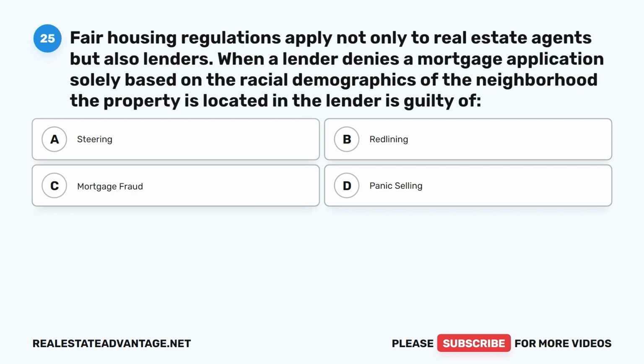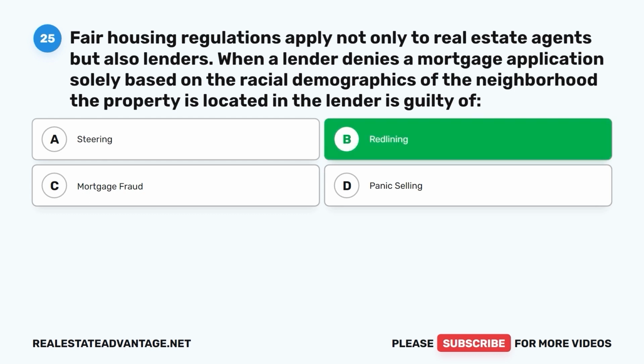Question 25. Fair housing regulations apply not only to real estate agents but also to lenders. When a lender denies a mortgage application solely based on the racial demographics of the neighborhood the property is located in, the lender is guilty of A. Steering, B. Redlining, C. Mortgage fraud, D. Panic selling. The correct answer is B.